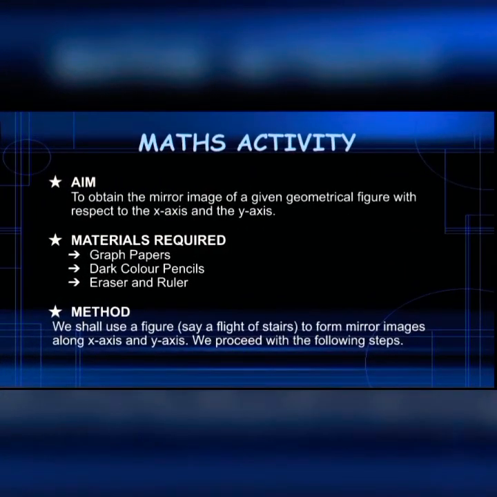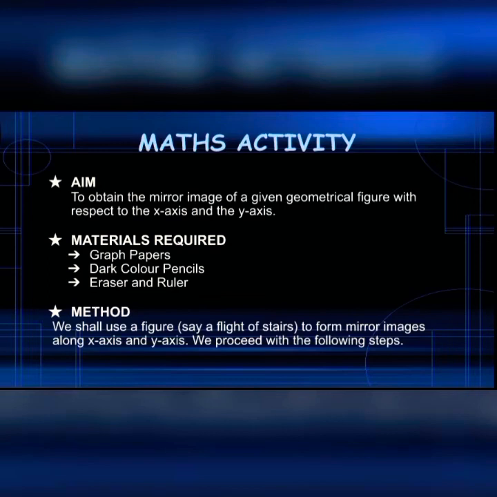So we are going to start the activity now. The aim of this activity is to obtain the mirror image of a given geometrical figure with respect to the x-axis and the y-axis. Materials required in this activity are graph papers, dark color pencils, eraser and ruler.